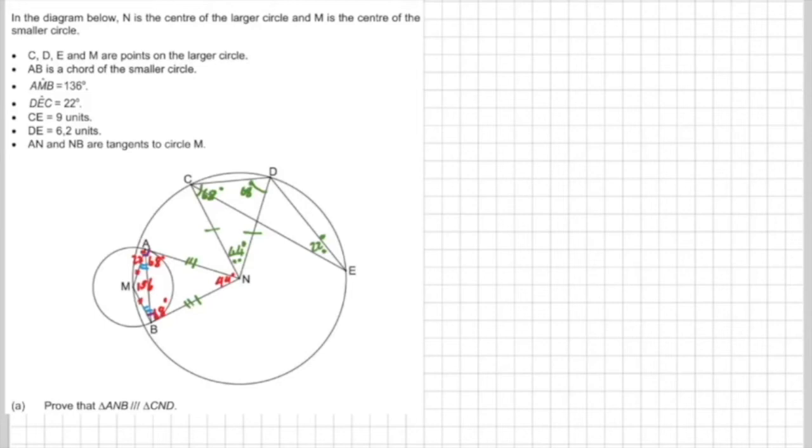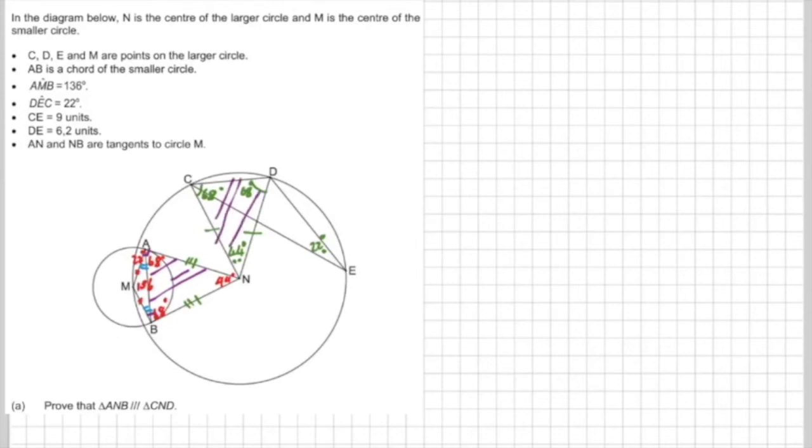I have now exhausted the most of the information. You will see that I'm not touching CE is 9 units and DE is 6.2 units at the moment because I looked kind of ahead, and that's more going to come into the second part of this question. So what is the actual question now asking me, now that I've got all my information? It says prove that triangle ANB, so in other words, this triangle there, is similar to that triangle there.